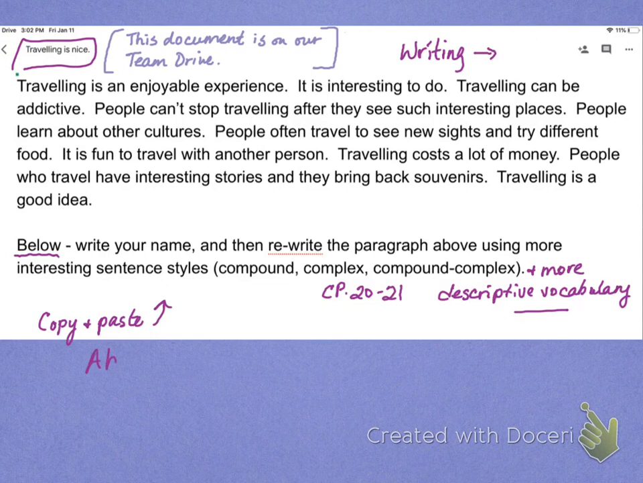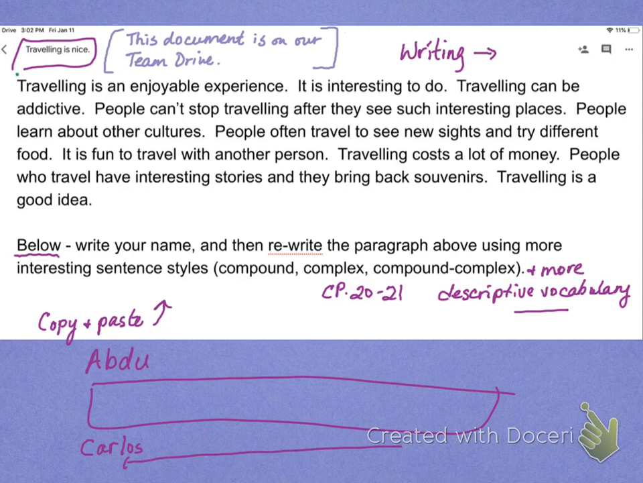Abdu. So Abdu's going to write his name, and then below he's going to copy out the paragraph, but he's going to rewrite it in a more interesting way. Okay, and then underneath Abdu, somebody else is going to come along and they're going to do the same thing. Carlos. He is going to take this paragraph, he's going to copy it, he's going to paste it below, and he's going to decide how he wants to change it to make it more interesting and descriptive.